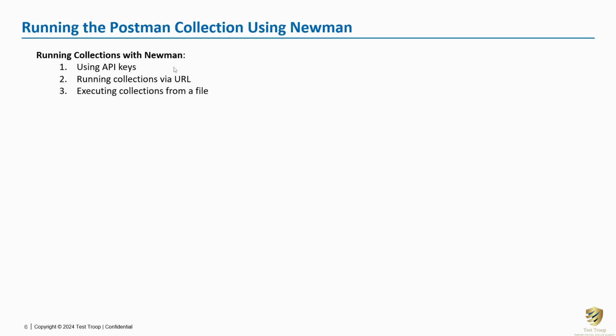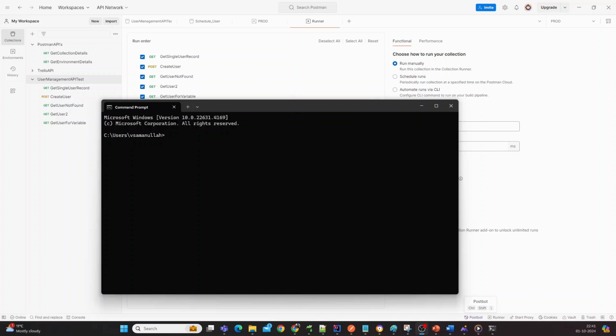We can run the Postman collection with Newman in three different ways: using API keys, via URL, and exporting the entire collection as a JSON file and then executing it. So we will go one by one and try to understand how to do this. Running the Postman collection via the API key.